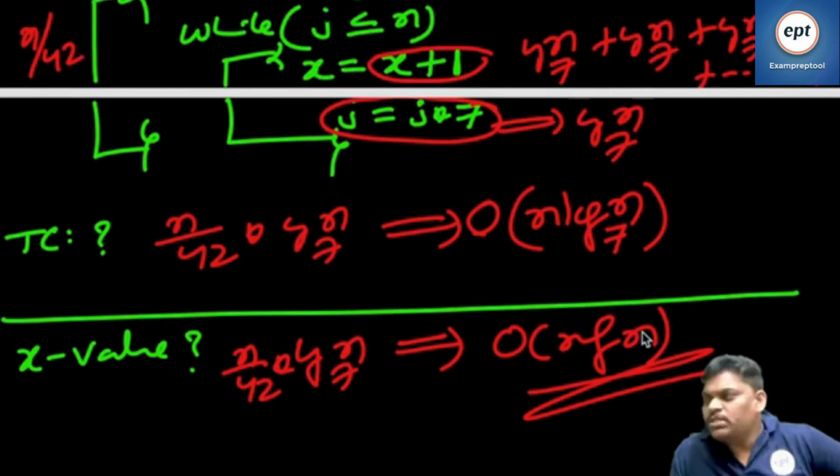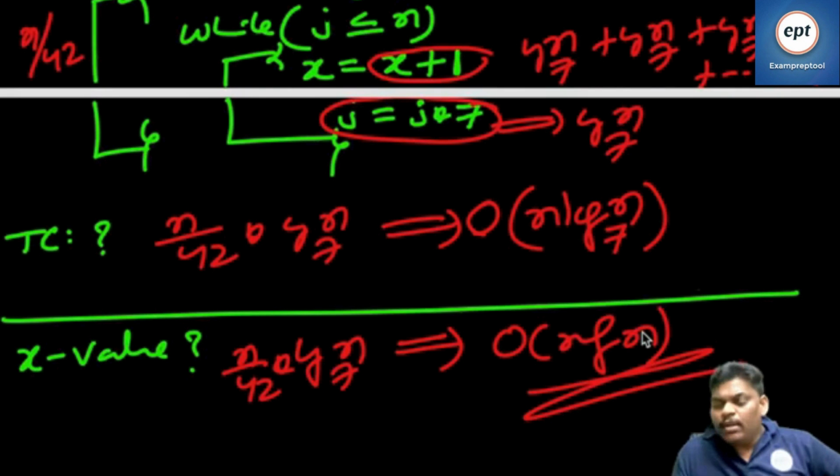Simply see, first loop is how many times? N by 42. Second loop is how many times? Log n base 7. So for time complexity, inner loops multiply, because there is no dependency also. What about the x value? Check carefully. For each j value, x will increment by 1. So I is equal to 1, the j loop runs log n base 7 times, so the x value becomes log n base 7.